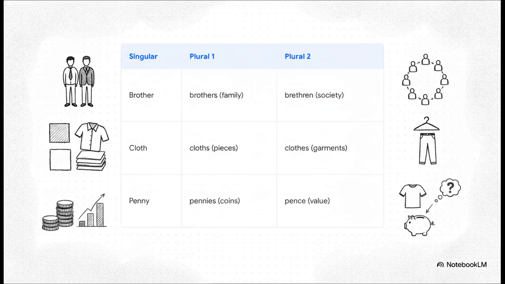Crucially, some nouns have totally different meanings depending on which plural form you decide to use. For example, if you have multiple male siblings, they're your brothers, but members of a society, they're brethren. If you're counting individual copper coins on a table, you have pennies. But if you're talking about the total financial value in British currency, it's pence. Choosing the wrong plural can completely change the meaning of your sentence.